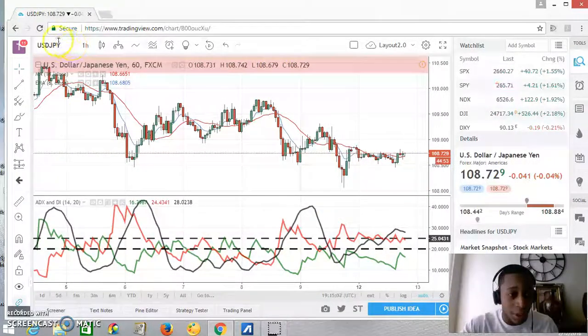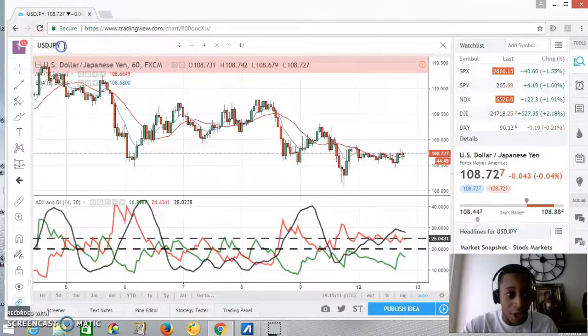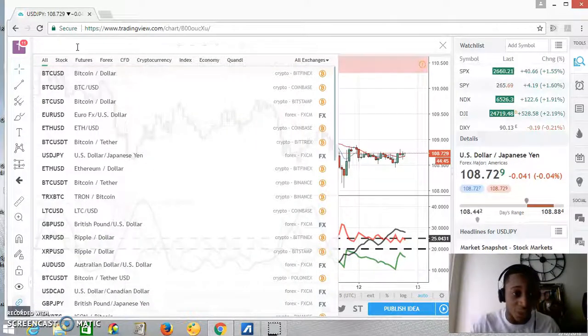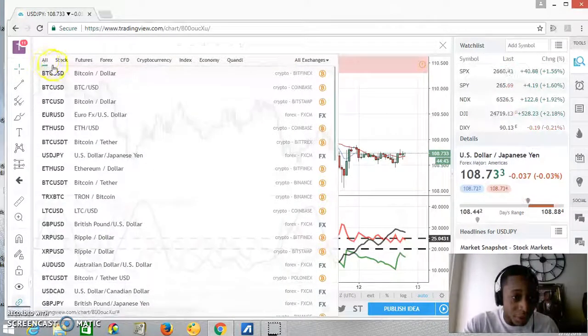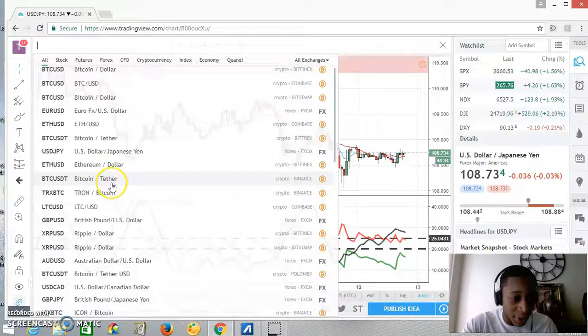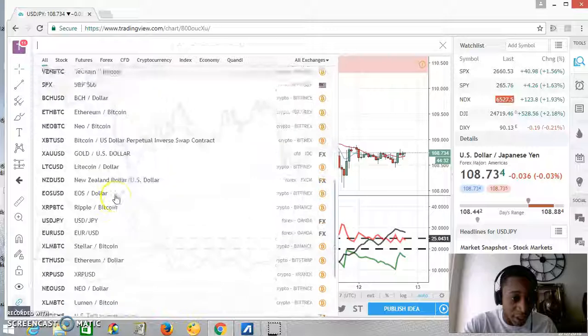Over here in the left hand corner, you see USD JPY. You can change to as many currency pairs as you want. So right here is all. You got Bitcoin USD, Euro, Ethereum USD. These are the currency pairs that you can basically trade off of.